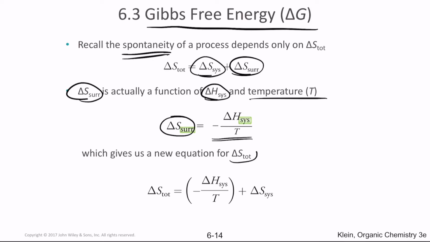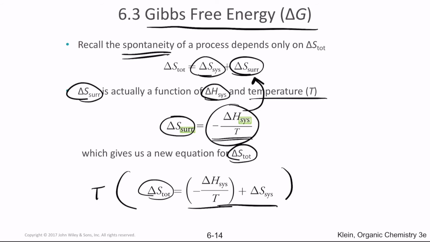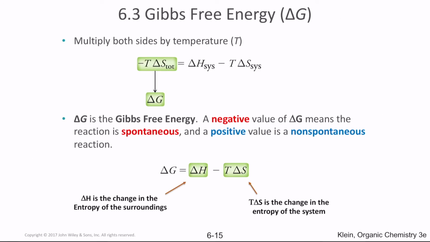From this we get a new equation for the total entropy: delta S total equals delta S of the system minus delta H of the system over T. We are substituting this value in place of delta S of the surroundings. Now multiplying temperature to everything, you end up getting this equation: negative T delta S total is equal to delta H of the system minus T delta S of the system. So negative T delta S total is called delta G.